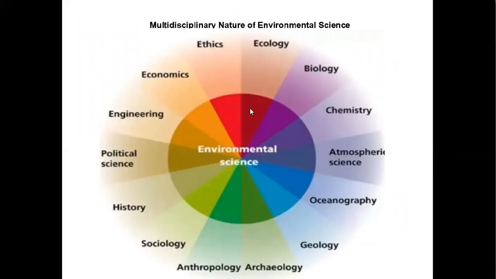You can see here several disciplines like ecology, biology, chemistry, atmospheric science, oceanography, geology, archaeology, anthropology, sociology, history, political science, engineering, economics, and ethics, all are associated with environmental science. So this environmental science is known as multidisciplinary in nature.